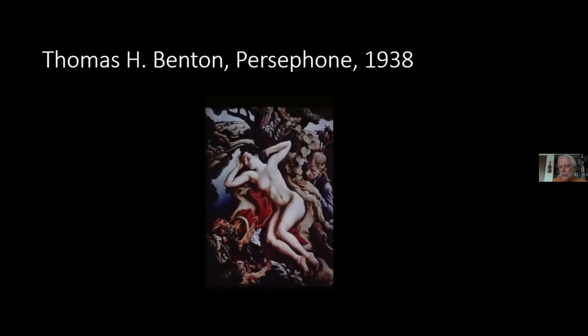Thomas Hart Benton, you think of his political subjects and so forth. We don't think of him taking on mythological and religious subjects, but he did. And a couple of them, both the religious and the mythological ones, are like this, showing dirty old men as peeping toms. In this case, Persephone, the story is being translated from the ancient world of Greco-Roman society to some farmer who catches her taking off her clothes to go swimming.